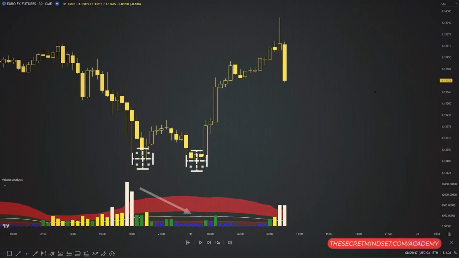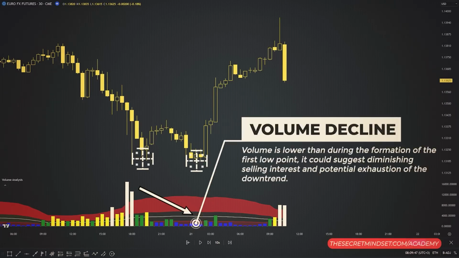During the formation of the second low point, look at the volume. If the volume is lower than during the formation of the first low point, it could suggest diminishing selling interest and potential exhaustion of the downtrend. This volume decline acts as a warning sign, indicating a possible trend reversal. The liquidity run should ideally occur on low volume.